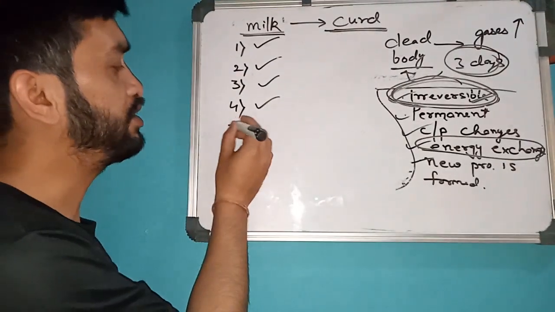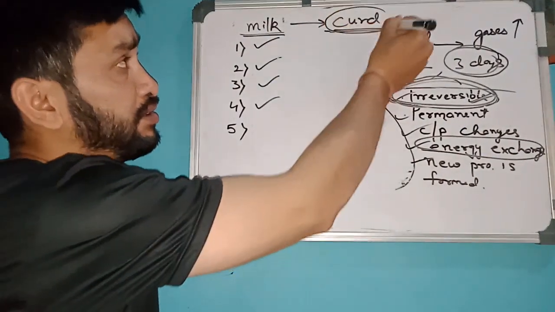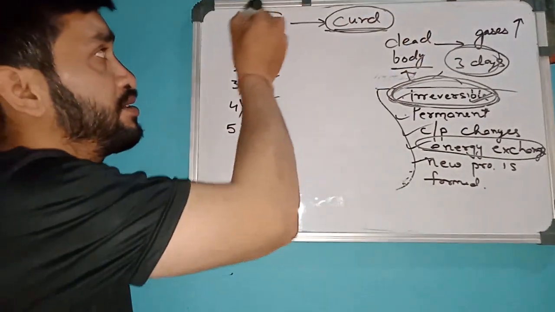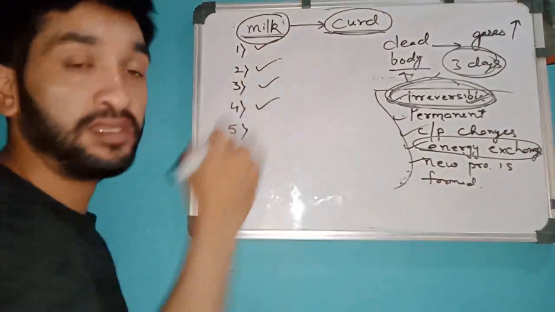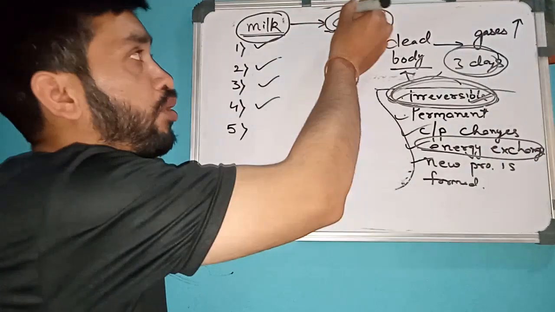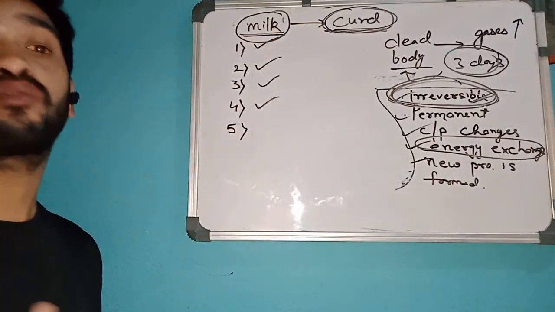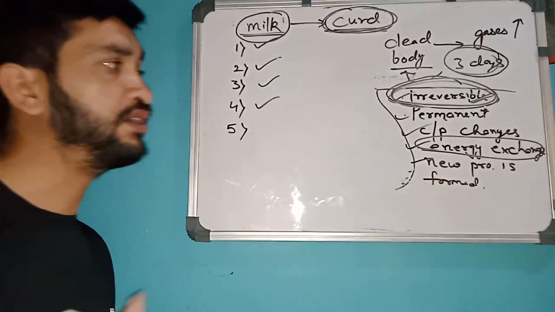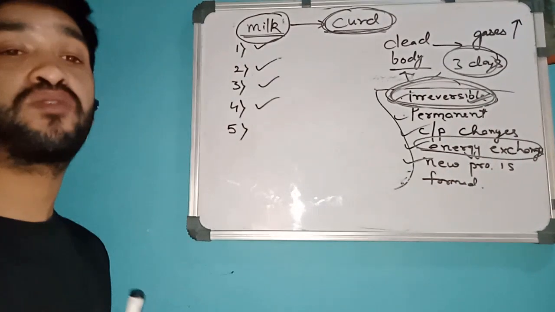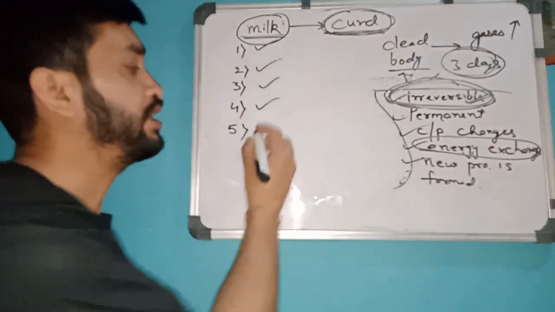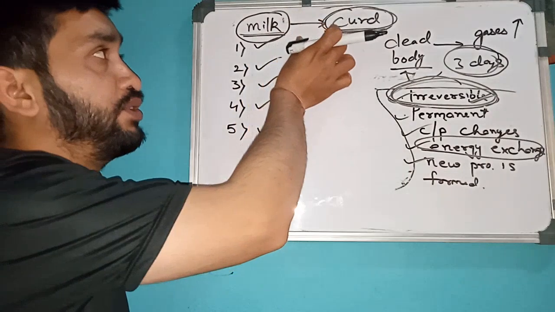Fifth point, is there a new product? Is this product the same as the substrate that we have taken? The substrate that we have taken was milk, acted on by bacteria. The product we got was curd. Are the product and substrate the same thing? No, they are not the same thing. They are totally different. It means a new product is found. So a new product is found when we are dealing with chemical changes. So all these 5 points are verified for this particular example.